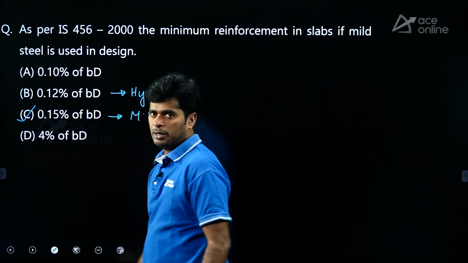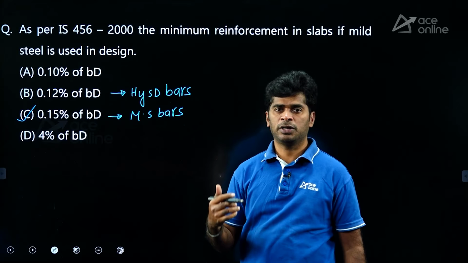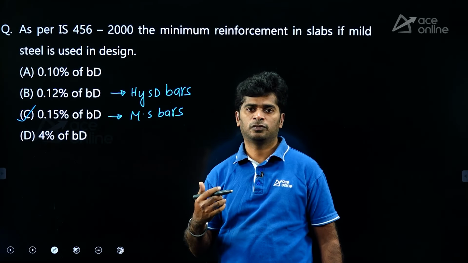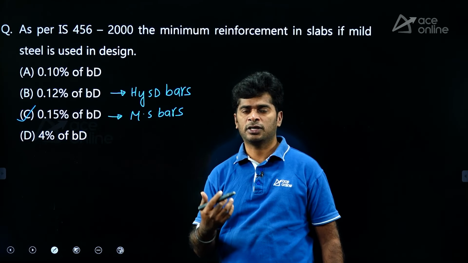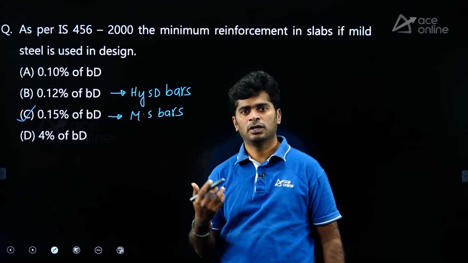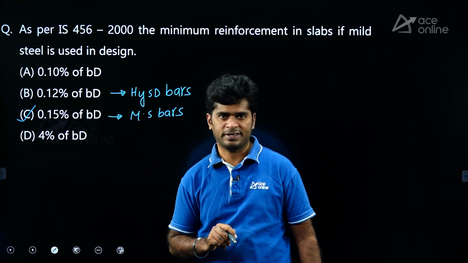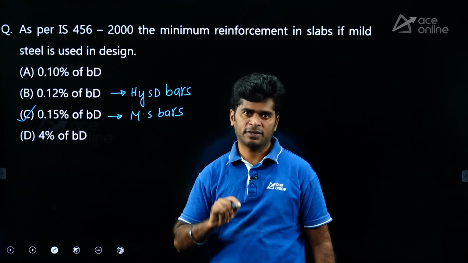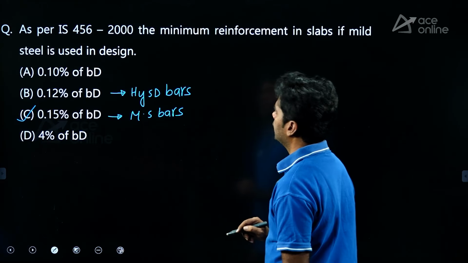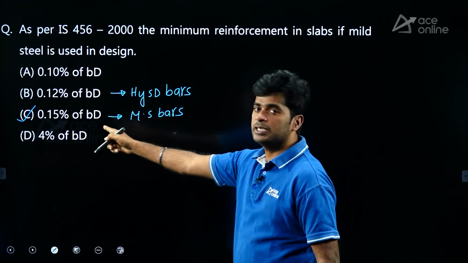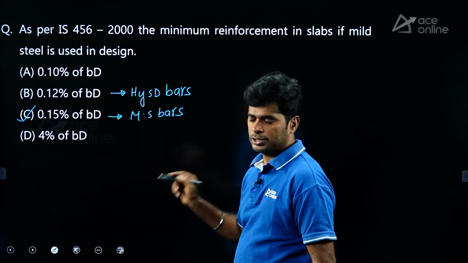Not only for slabs, you just check for beams, columns, and footings also. Minimum reinforcement, one question compulsory for the exam. Here I have given only for slab. Come to the next question. For this question, option C is correct. Then move to the next question.